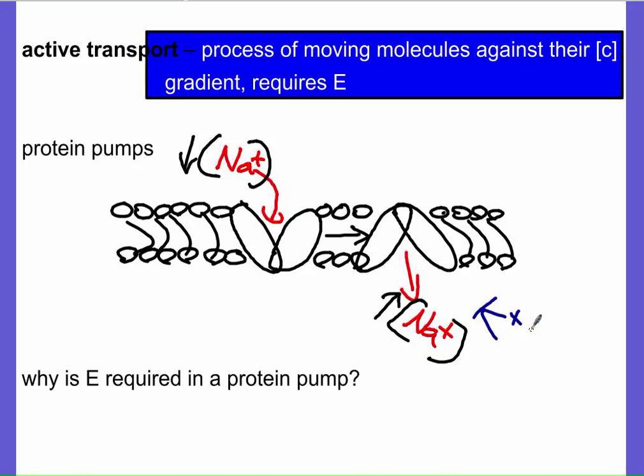Maybe it's potassium. But I don't want potassium on this side of the membrane, I want it on this side of the membrane. So when this protein is open downward in this conformation, it's going to collect potassium ions, and then you're going to flip this back to this conformation because it's got to be open there again anyway to collect more sodium. But when it flips back, it pushes the potassium out this side.